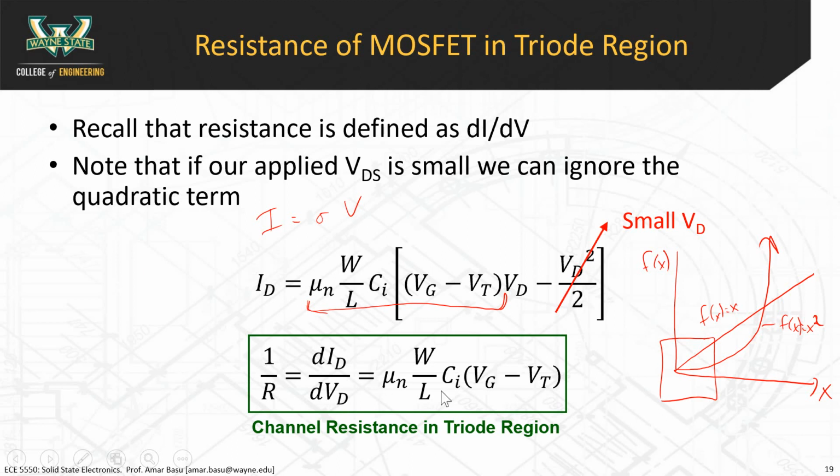So you have a resistor that varies with the gate voltage. Increase the gate voltage, you reduce the resistance. So if any of you have dealt with potentiometers before, then you'll know that this is an electronic potentiometer. You could think about it that way. By controlling the gate voltage, you can control the resistance.